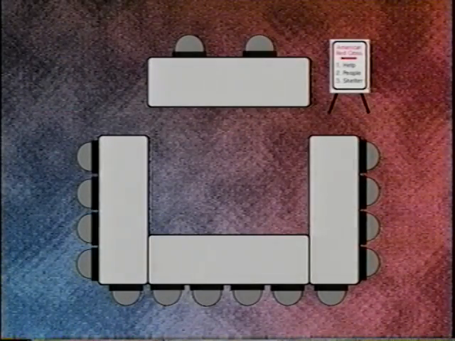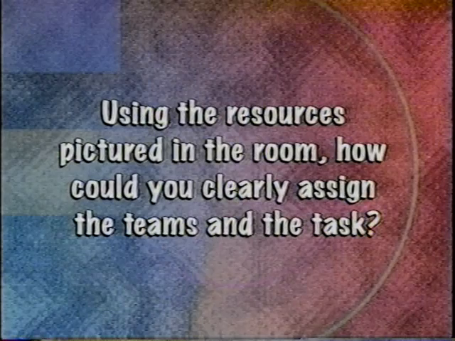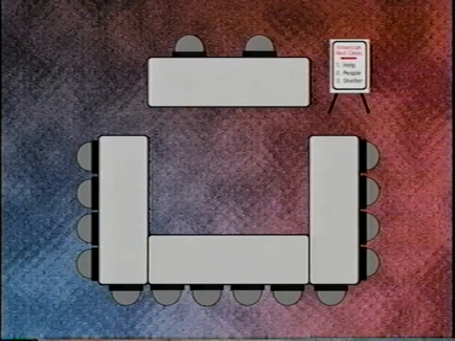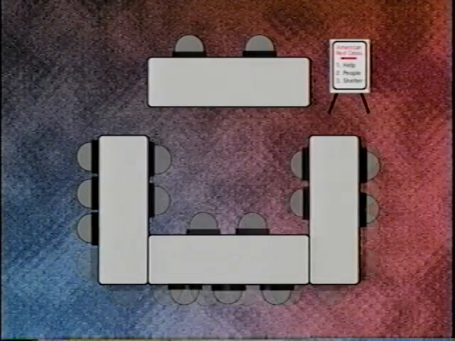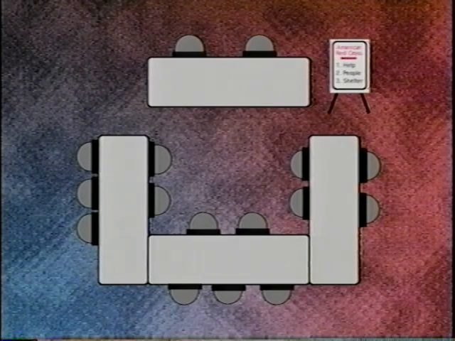Task groups require a high degree of interaction between participants, but other activities in the course may require a different room setup. Imagine if you were teaching a course with a typical U setup. Now you're asking the class to work in 3 groups to complete a task. Using the resources pictured in the room, how could you clearly assign the teams and the tasks? Post instructions on newsprint. You could have some people move inside of the U. You may want to divide the class up into groups that have not worked together before.